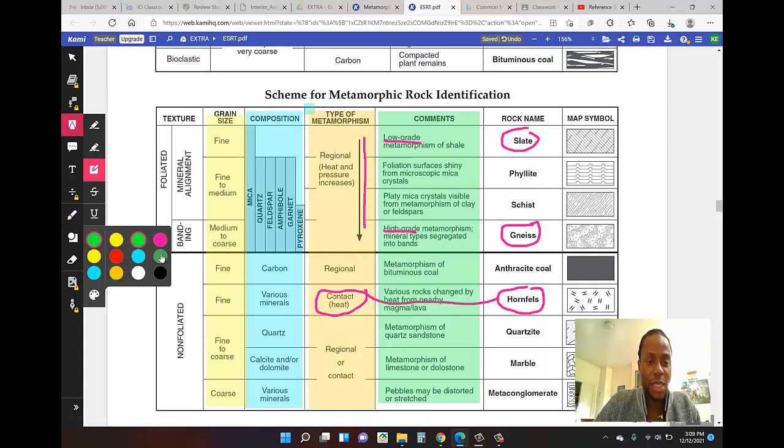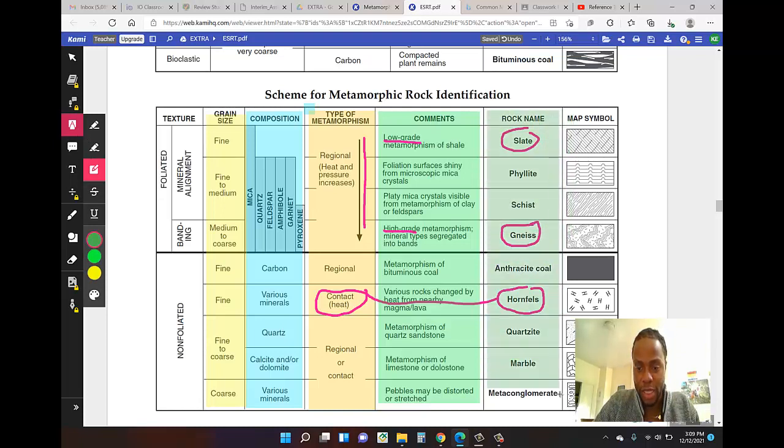Next after that is the rock name, which gives you the name of the rock that is being talked about. And lastly is the map symbol right here. If you look at the map symbol, you will see that those that are foliated always show those kind of lines signifying that they are foliated, or for the banding, you see the line forming a zigzag like a zebra. While for the non-foliated, you see they are all just scattered around. Okay, and that is it.